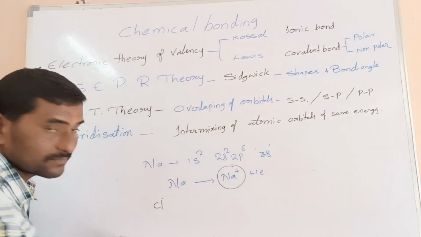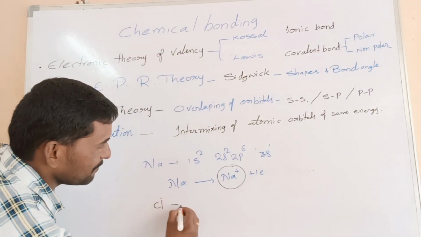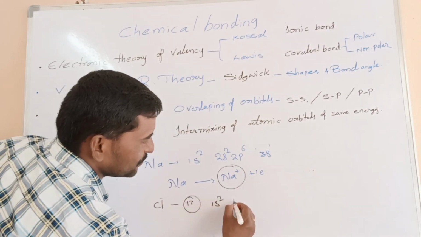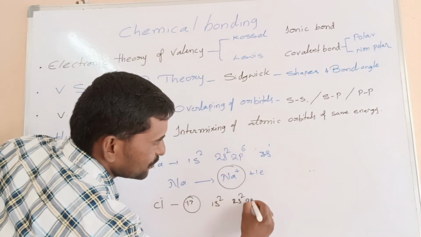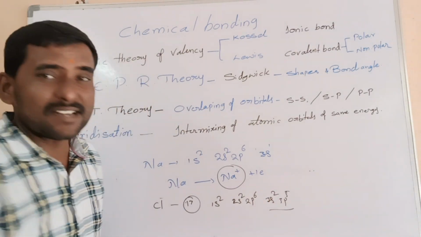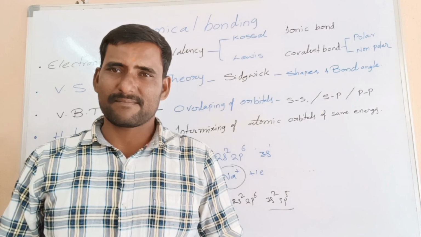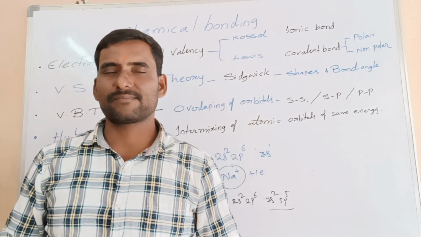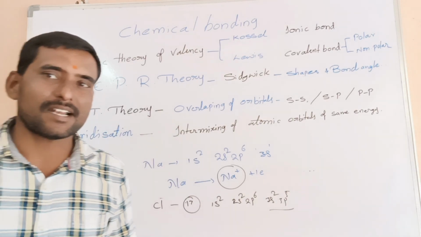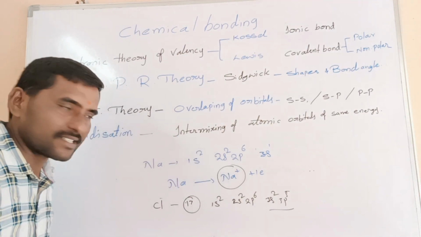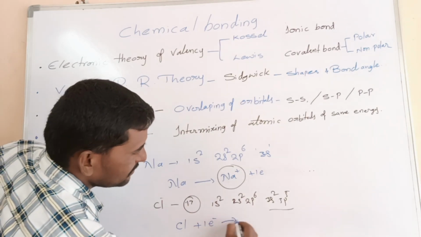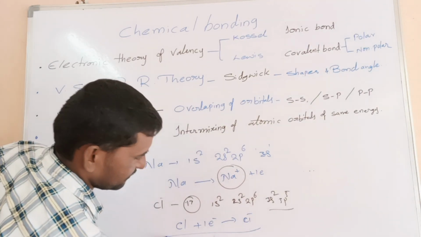In the same way, if you take chlorine, atomic number is 17: 1s2, 2s2, 2p6, 3s2 and 3p5. The valence electrons are only 7. If it gains one electron, it would get stability, 18 electrons, the octet configuration. So chlorine, if it gains 1 electron, becomes Cl-.